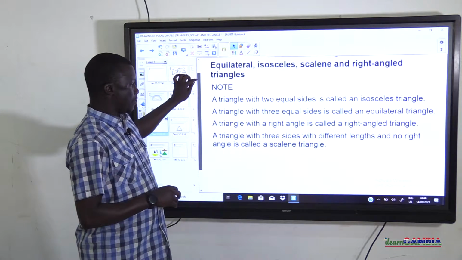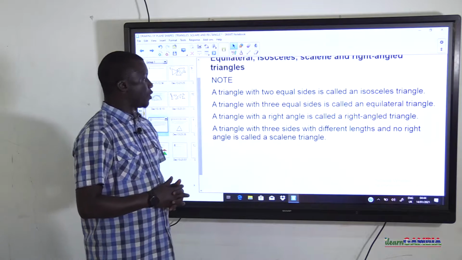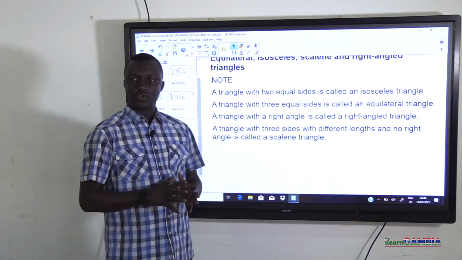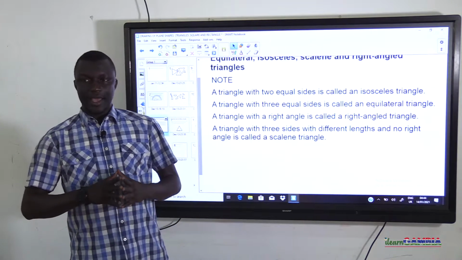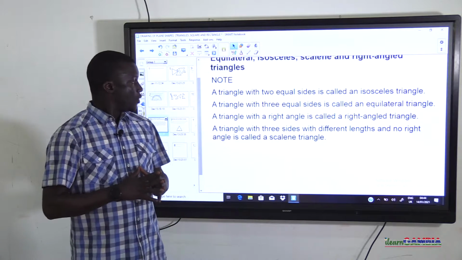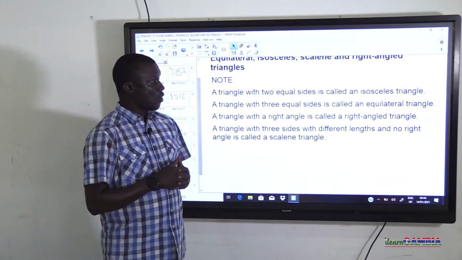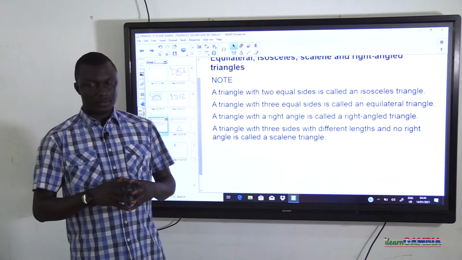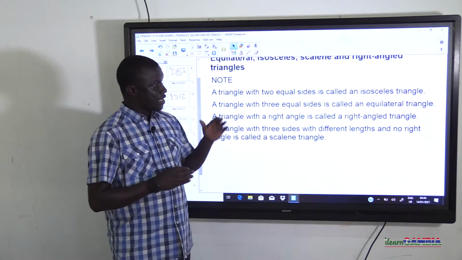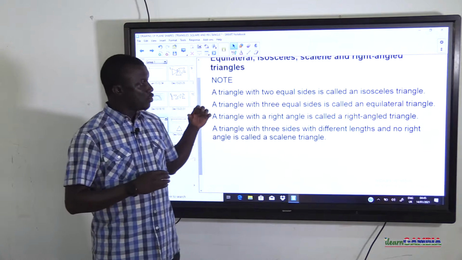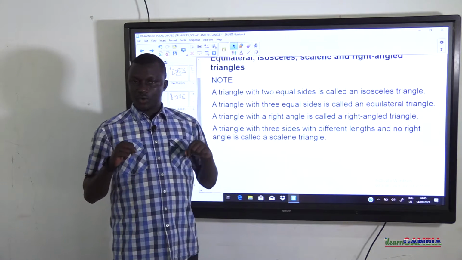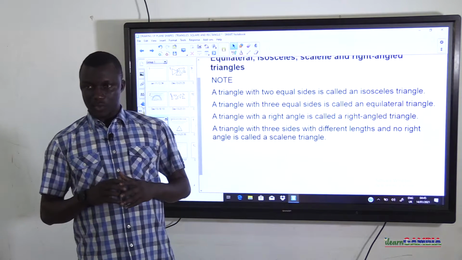Now here is an important note. A triangle with two equal sides is called an isosceles triangle. Any triangle with two equal sides only, the two equal sides are equal, this is called an isosceles triangle. Again, the two equal sides being equal also makes the two opposite interior angles or the base angles equal as well.